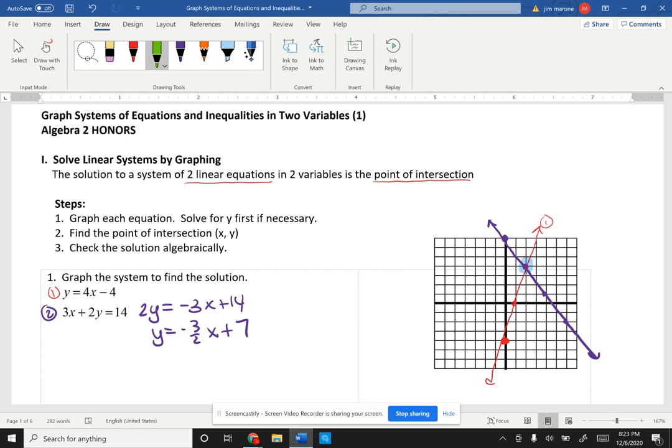So the solution is the point, looks like 2, 4. So that means that is the intersection. This point 2, 4 is the solution to the system of equations.